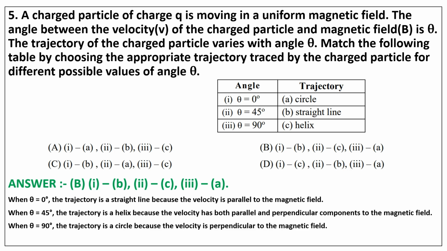That is, when theta is equal to 0 degrees, the trajectory is a straight line because the velocity is parallel to the magnetic field. When theta is equal to 45 degrees, the trajectory is a helix because the velocity has both parallel and perpendicular components to the magnetic field. When theta is equal to 90 degrees, the trajectory is a circle because the velocity is perpendicular to the magnetic field.